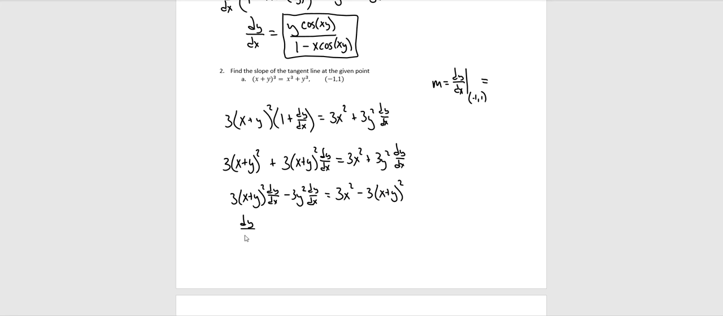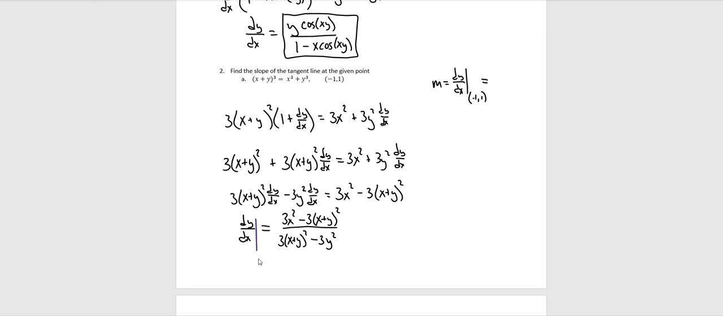Factor out the dy dx. When I factor out the dy dx, what's left over is going to be my denominator. So this is 3x squared minus 3 times x plus y all squared over 3 times x plus y all squared minus 3y squared. Whew, that's not so bad.